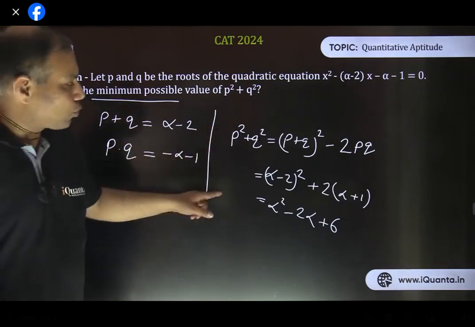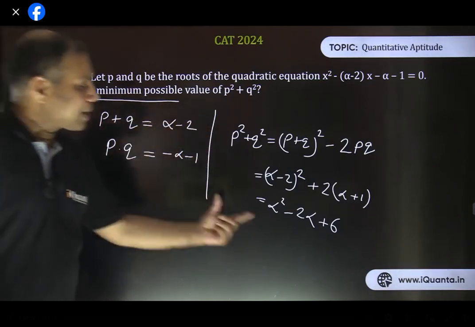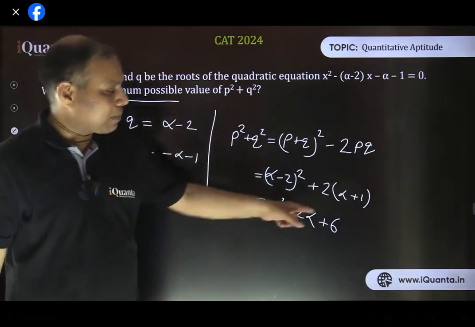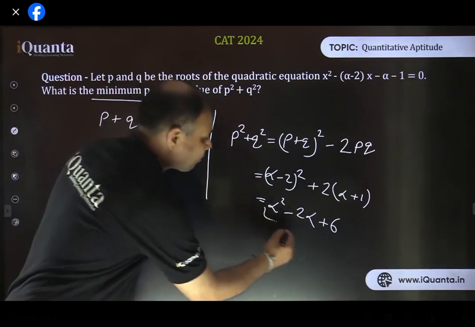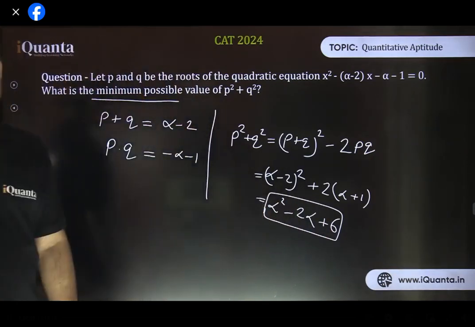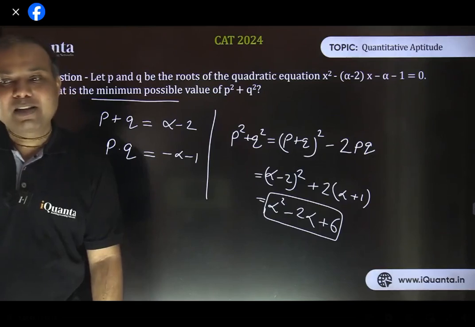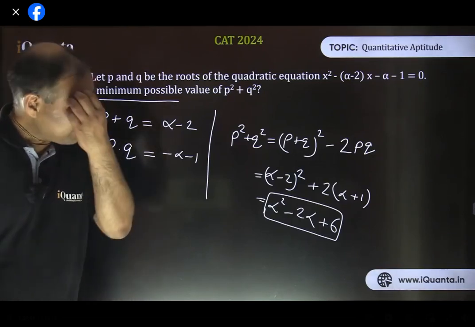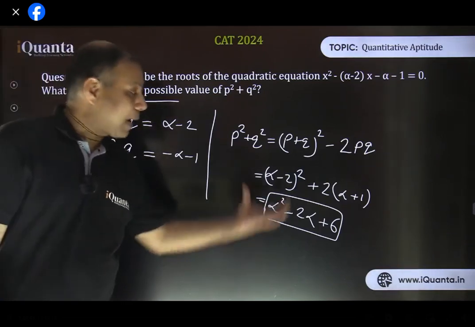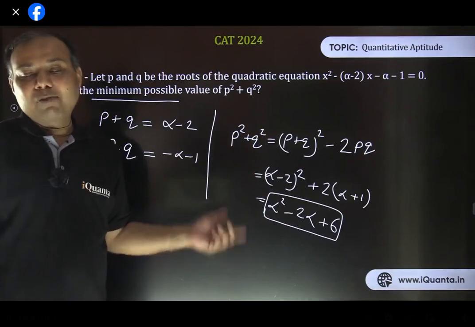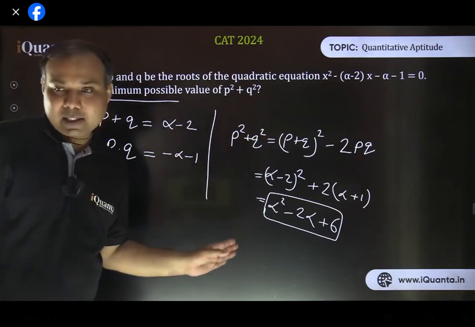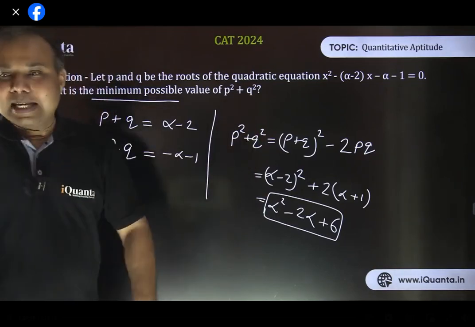So p square plus q square, whose minimum value we want to find out, is coming out to be a quadratic expression. It is alpha square minus 2 alpha plus 6. So basically the question is to find the minimum value of this quadratic polynomial. How to find that? Remember? Yesterday we discussed it in the end. So what can be done? It is going to be an upward parabola, and it will have its minimum value at the vertex point, the symmetric point. Yes, completing the square is also one of the ways. Yes, both things are there.